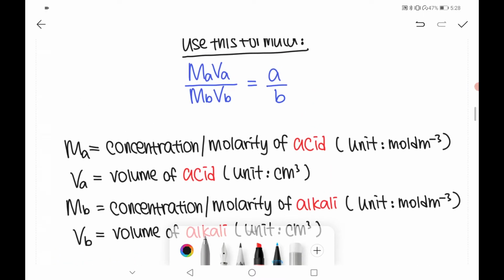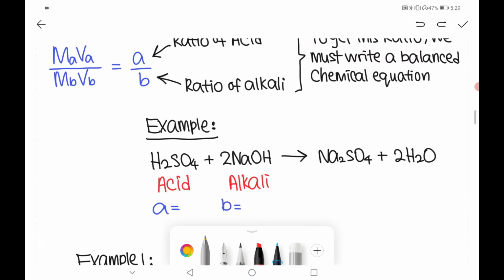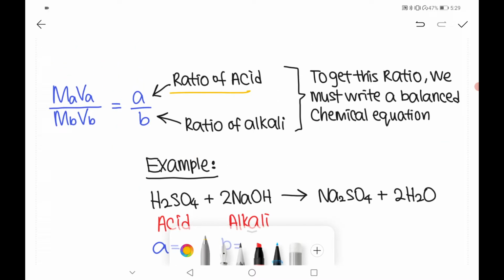What about this A and B here? The A stands for the ratio of acid, and B stands for the ratio of alkali. What do we mean by the ratio of acid and alkali? To get the ratio, we must write a balanced chemical equation, then only can we get the ratio of the acid and the ratio of the alkali. For example, let me show you this. This is a chemical equation. This is the acid and this is the alkali. When acid reacts with alkali, it produces salt and water. When you write this balanced equation, you can get the ratio of acid and the ratio of alkali.